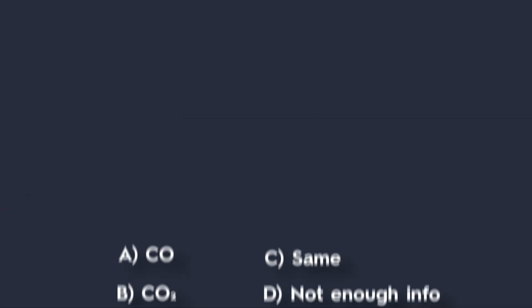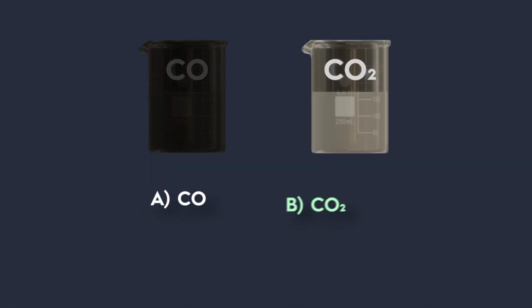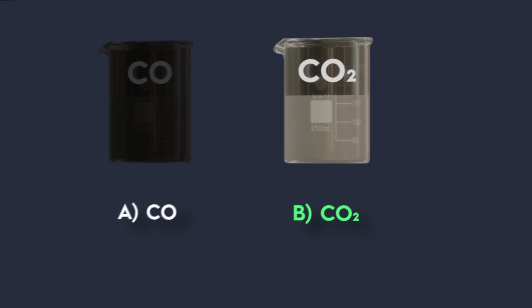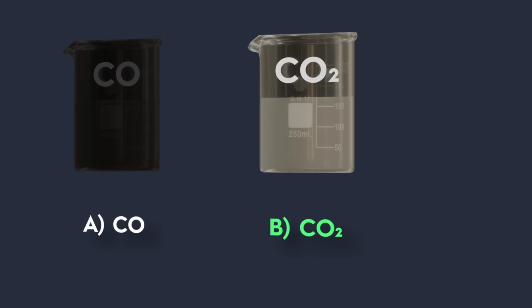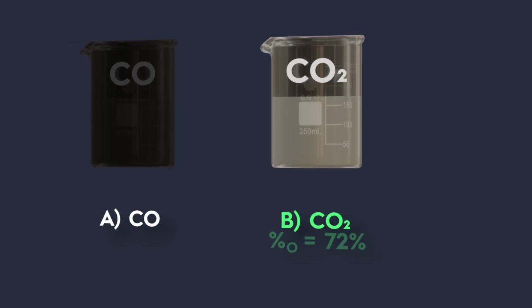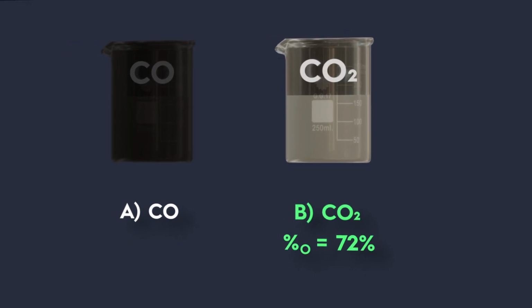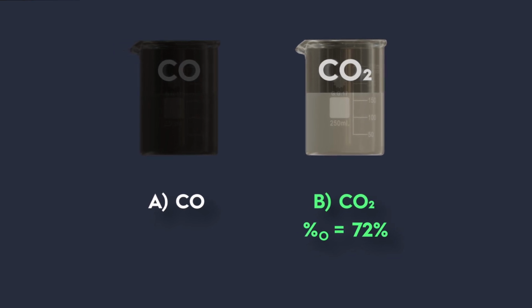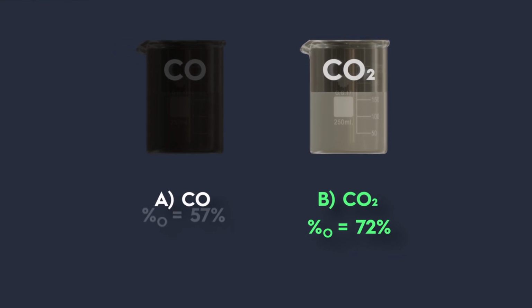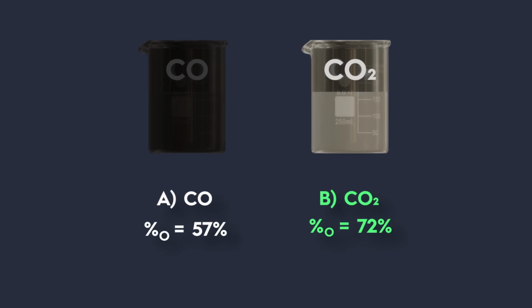Time to reveal the pop quiz. Carbon dioxide wins. It has a greater oxygen share by mass than carbon monoxide. The reason is simple. Carbon dioxide contains 2 oxygens, so oxygen accounts for about 72% of its mass, whereas in carbon monoxide, it makes up only about 57%.